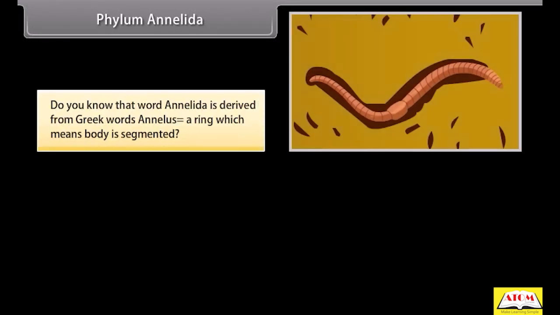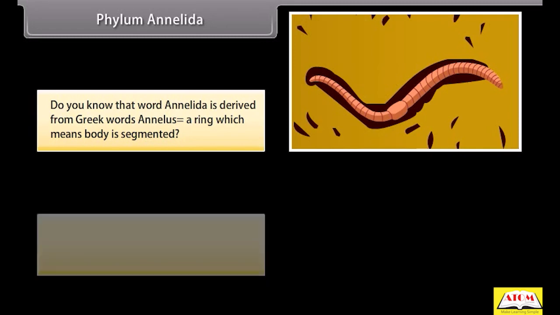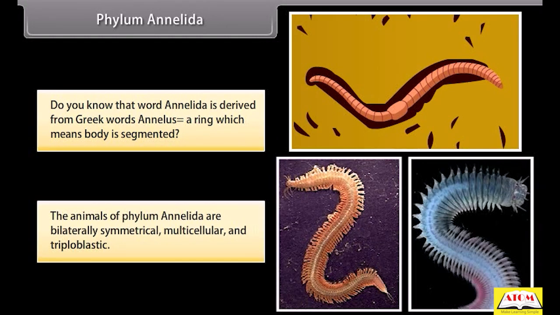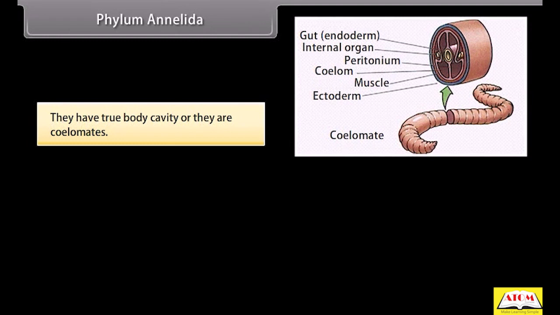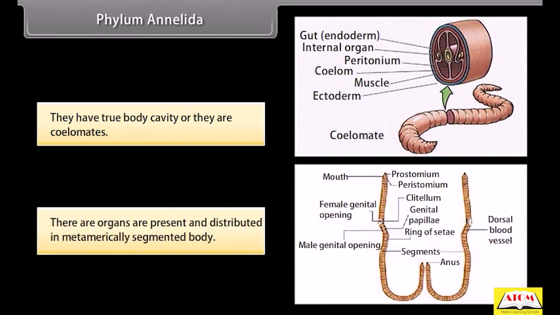Phylum Annelida. Do you know that the word Annelida is derived from Greek word annelus, a ring, which means body is segmented? The animals of phylum Annelida are bilaterally symmetrical, multicellular, and triploblastic. They have true body cavity, or they are coelomates. There are organs present and distributed in metamerically segmented body.